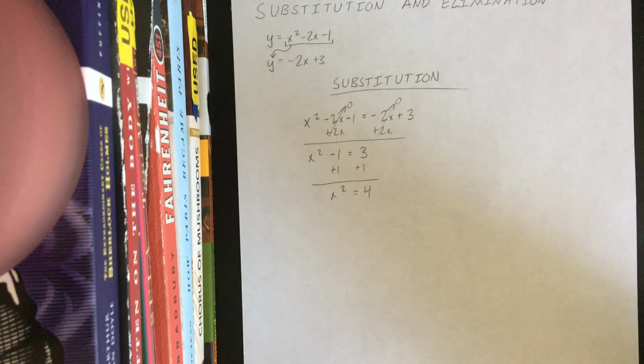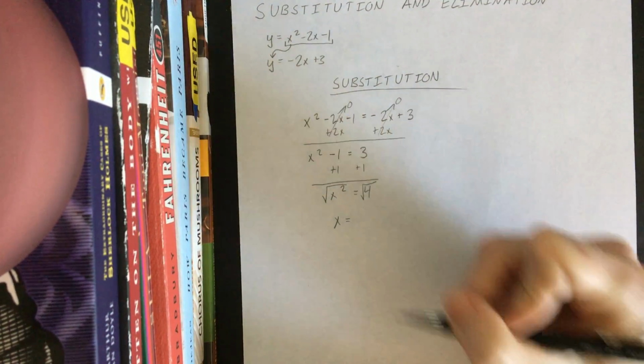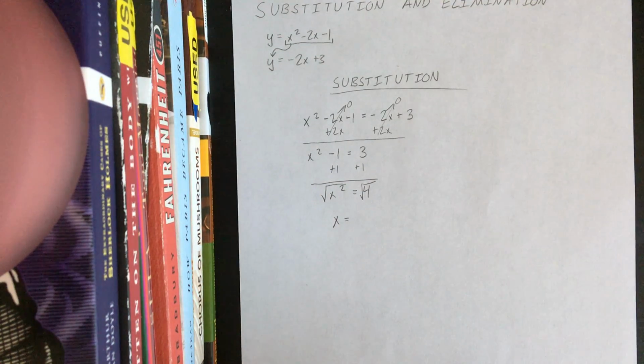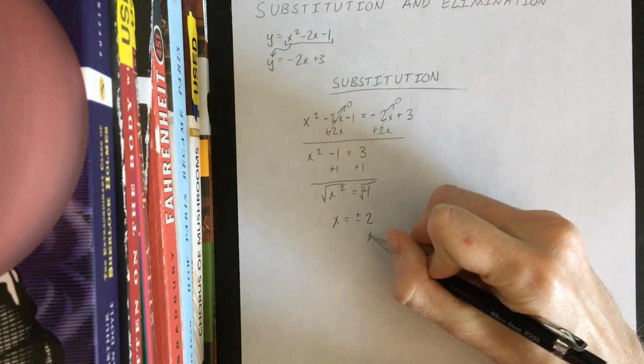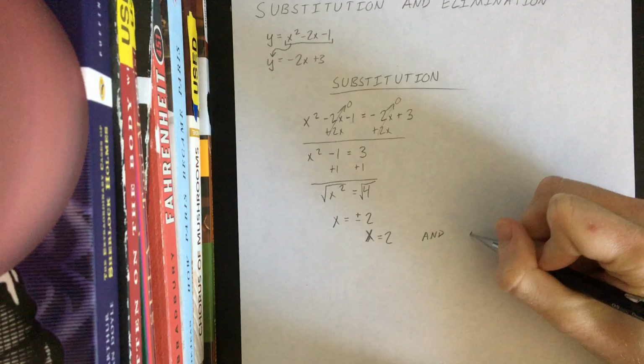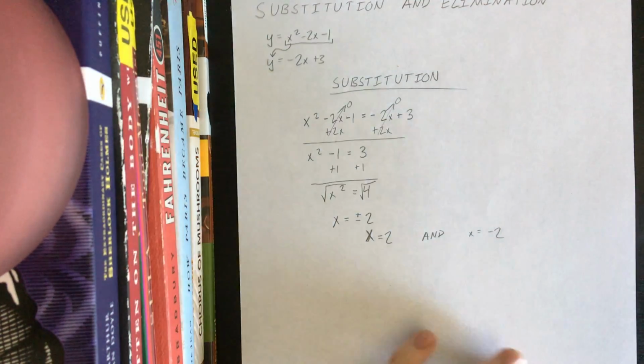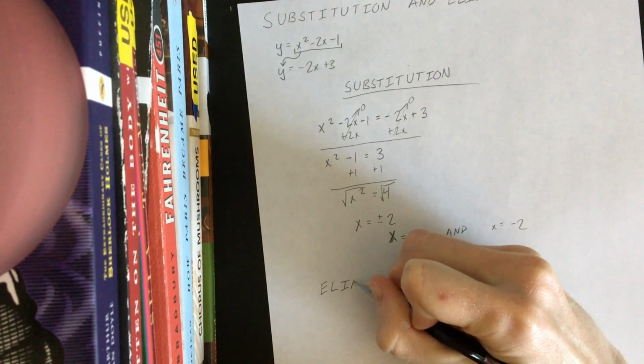So how do we get x by itself? Isolate it. Let's square root both sides. And we get x equals, if you were to say x equals 2, you'd be right. x does equal 2, but x also equals negative 2. So the way we say that is x equals plus or minus 2. You could also write it as x equals 2 and x equals negative 2. But for the meantime, let's move on to elimination. We'll come back to this, trust me.